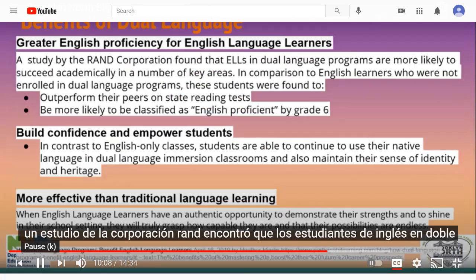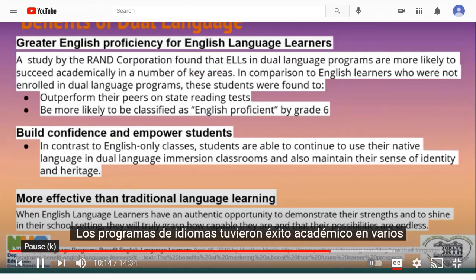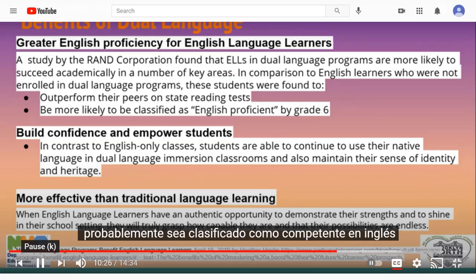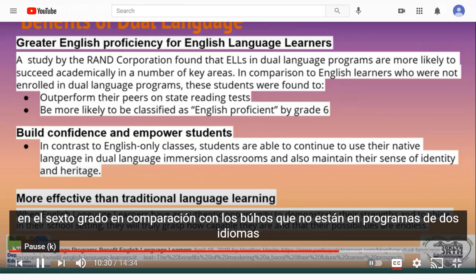A study by the RAND Corporation found that English language learners in dual language programs were academically successful in several areas. ELs in dual language programs were found to outperform their peers on state reading tests and be more likely to be classified as English proficient by grade 6 when compared to ELs who were not in dual language programs.